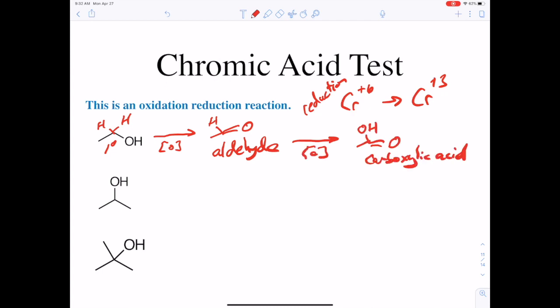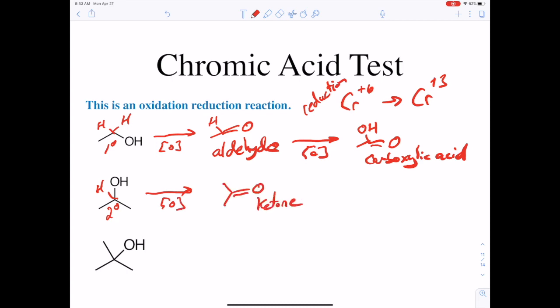So the primary alcohol, when it oxidizes to an aldehyde, we lose one of the hydrogens and we form the carbonyl. There's more bonds to oxygen from that carbon. It's been oxidized. And there's still a hydrogen on the aldehyde that can be replaced by an oxygen to form the carboxylic acid.